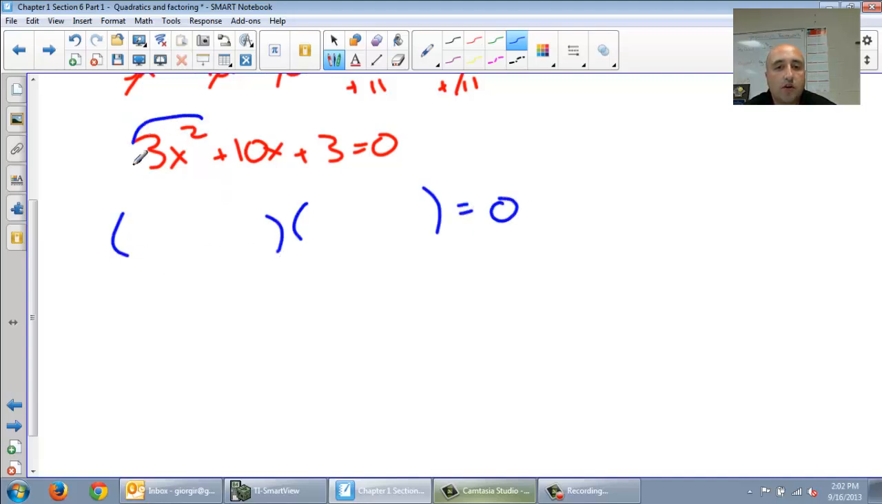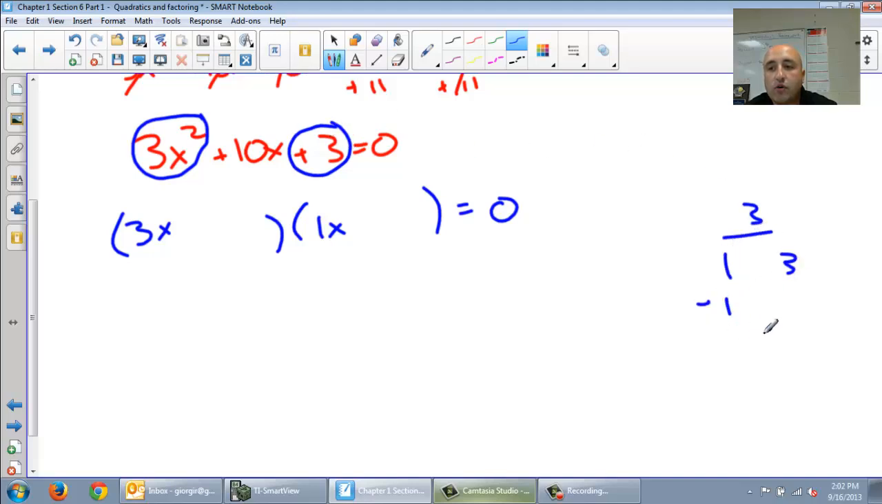Okay, so what two things multiply together to be 3x squared? Well, that's a 3x and a 1x. What two numbers multiply together to be 3? Well, 1 and 3 and negative 1 and a negative 3. Those are the only combinations. But if you notice, the middle term is positive. So that would automatically cancel the negatives. If everything's positive, then we stick with the positives. All right, so I'm going to put a positive 1 here and a positive 3 here.